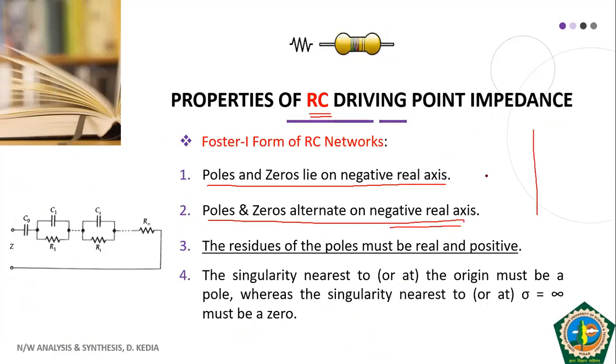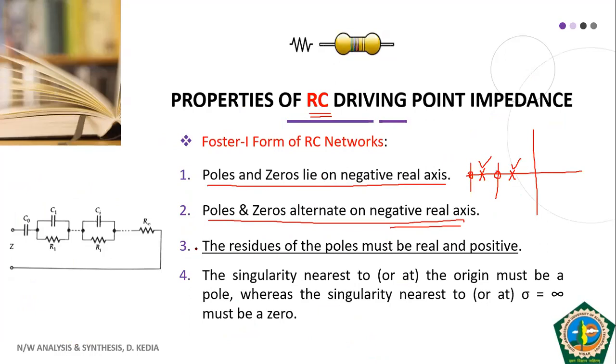Alternate means if I draw S plane, if you have a pole here, you will get 0 here. Then you will get a pole here. Then you will get a 0 here. This is the meaning of alternate. One by one, alternately. Poles are alternate and then zeros are alternate.